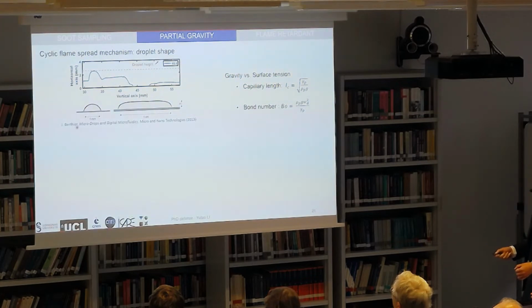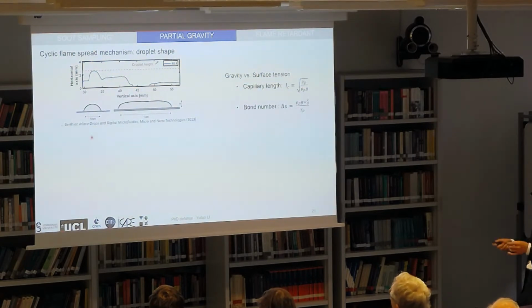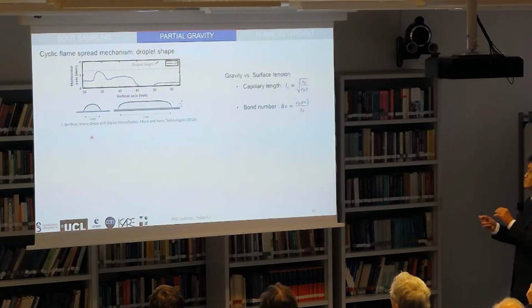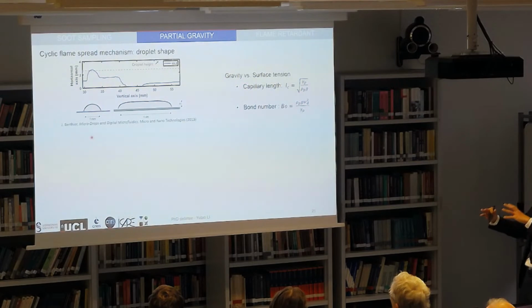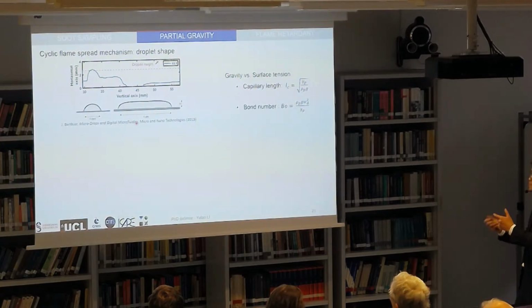The figure shows two examples here of the droplet shape. When the droplet has a diameter smaller than the capillary length, the shape will be governed by the surface tension, forming a spherical cap shape. And if it has a diameter larger than the capillary length, the droplet will be flattened by gravity, and its height will reduce.